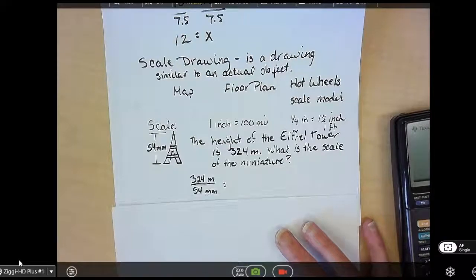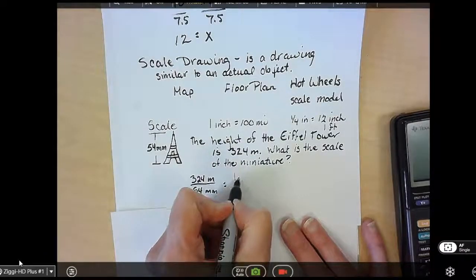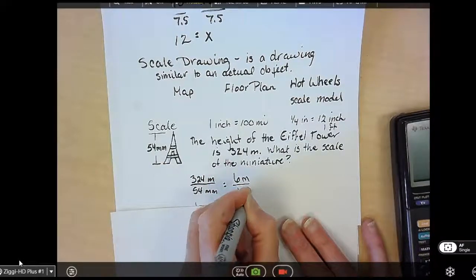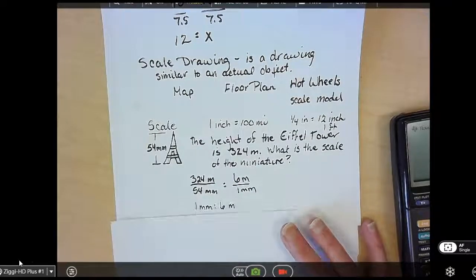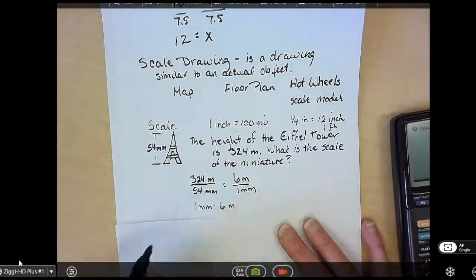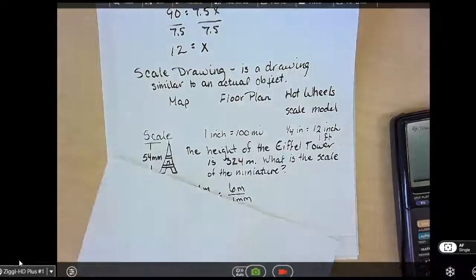Anyway, 54 millimeters is the size of this model, and your original is 324. So if I divide those two numbers, I get that this one is 6 meters to 1 millimeter. So if you want to write your scale, 1 millimeter to 6 meters would be your scale, or 6 meters to 1 millimeter is your scale. And those are your notes for proportions and similar figures. Now you may start your homework.